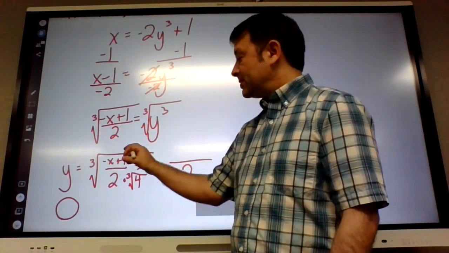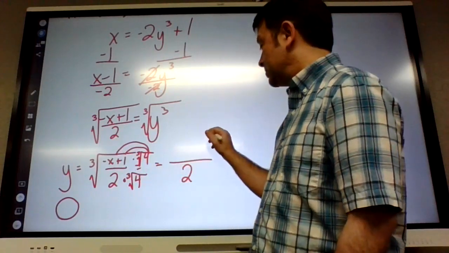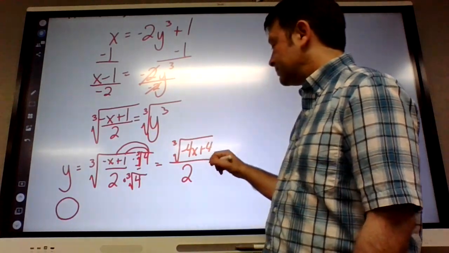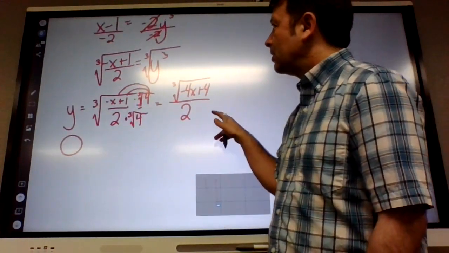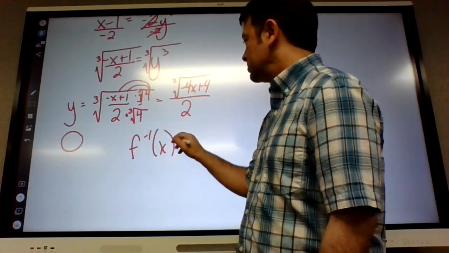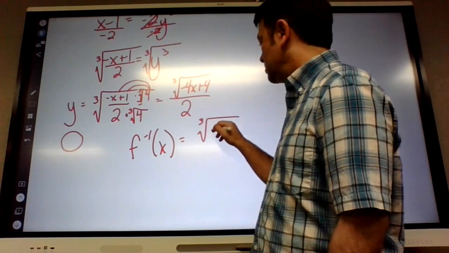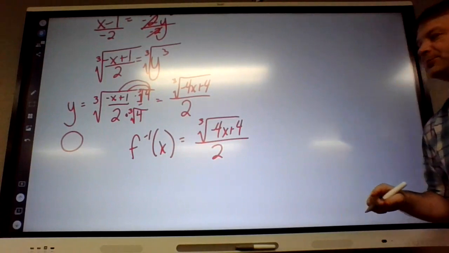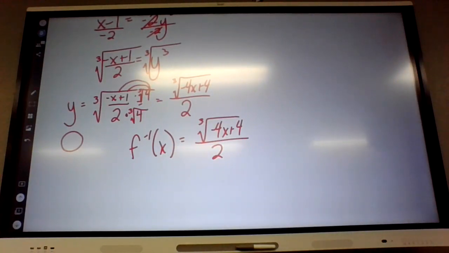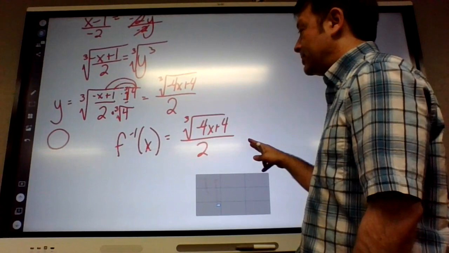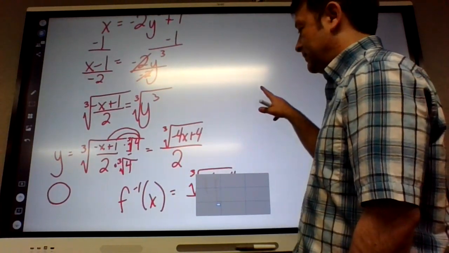On the top, that's basically distributive property. So it's cube root of negative 4x plus 4. What is this? F inverse. Remember when we did the square root thing, how we had to use a plus or minus? Well, that doesn't apply to cube roots because they work with negatives better. Alright, anyways, I'm finally done with that.